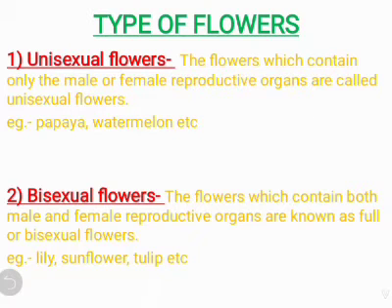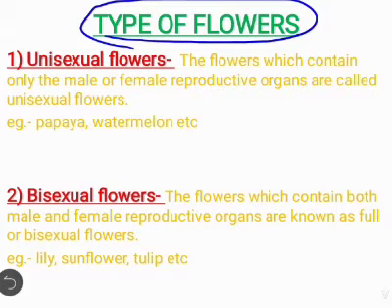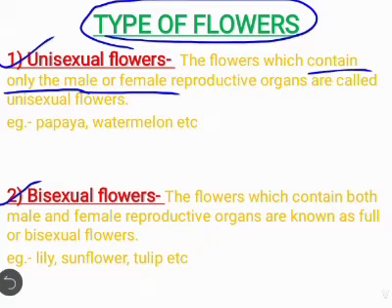Now come to the types of flower. On the basis of their reproductive organs, flowers are of two types. First one is unisexual flower and second one is bisexual flower. The flower which contains either pistil or stamen is called a unisexual flower. Examples are flowers of papaya and watermelon; they have only one reproductive part, whether male or female.